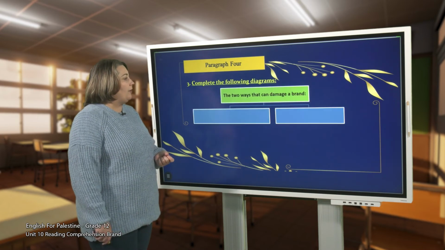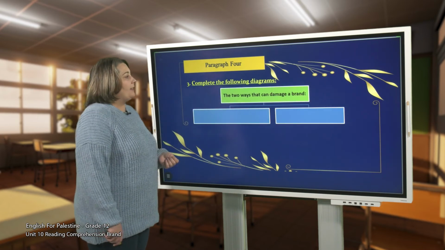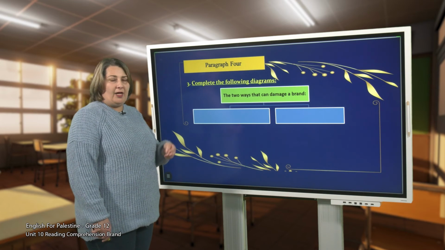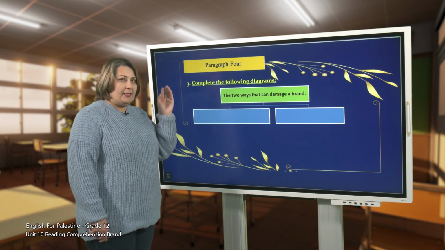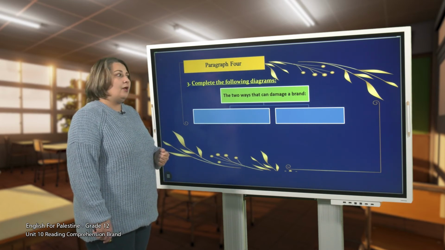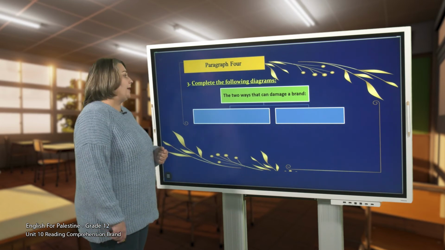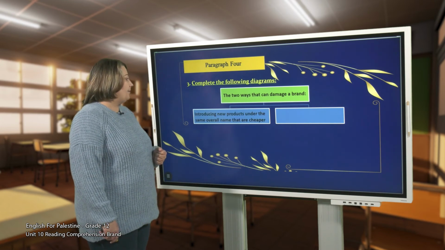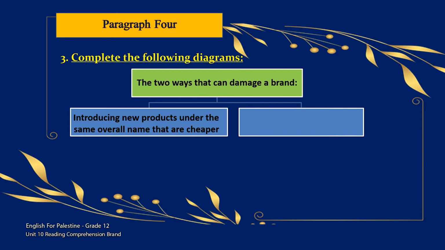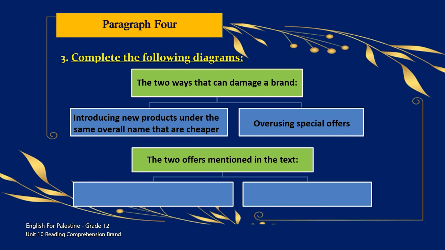So let's see the first one. The 2 ways that can damage a brand. We have discussed maybe these 2 ways in a previous question. Okay, let's see what are these 2 ways. Number 1, introducing new products under the same overall name that are cheaper. 2, overusing special offers. This is the first part. Very good, everyone. Let's move to the second part of the diagram.